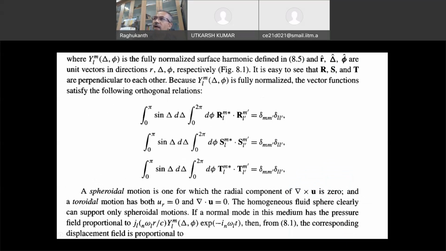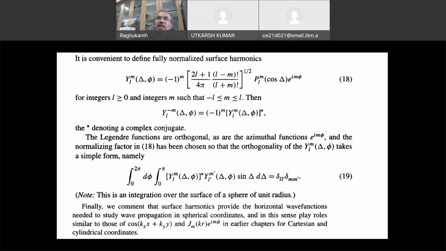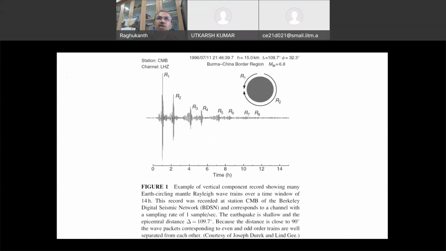The other one is the toroidal motion. So spheroidal means it is PSV, that is sigma yy, tau yz is spheroidal, and tau yx is basically a toroidal mode itself. So this is how they try to understand. The same data, sir. So if you look at this data, which I showed you previously.